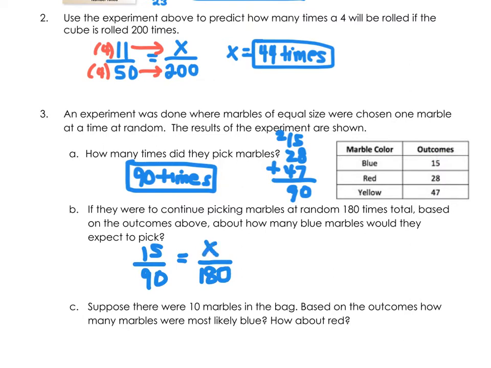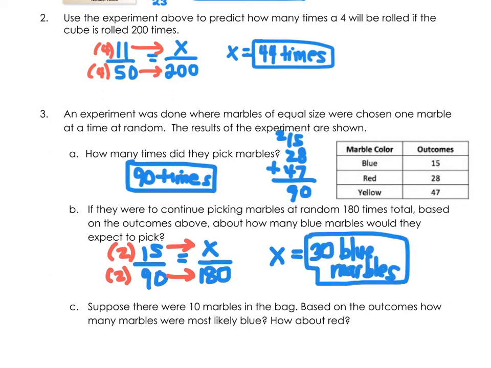And again, you can do cross products or you can work your way across. 90 times 2 is 180. So 15 times 2 is x. So we would expect that they would pick 30 blue marbles. Go ahead and write that and box your answer.